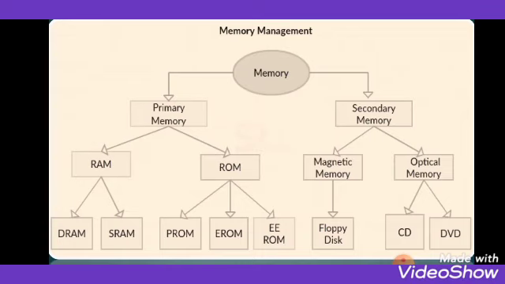Of magnetic memory, there is the floppy disk. Now we are not using this one because it is not very popular. And of optical memory, there is CD, DVD, and there is flash drive also.